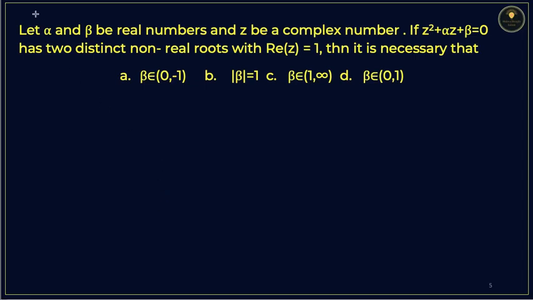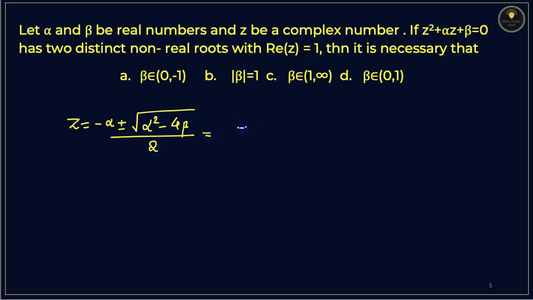If you can see this question, here alpha and beta are real numbers and z is a complex number, and z square plus alpha z plus beta has two distinct non-real roots. So if I want to write the value of z, I will write it as z is equal to minus b plus minus root over b square minus 4ac upon 2a, which becomes alpha square minus 4 beta upon 2.